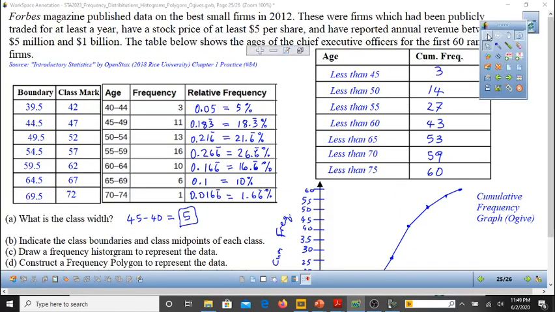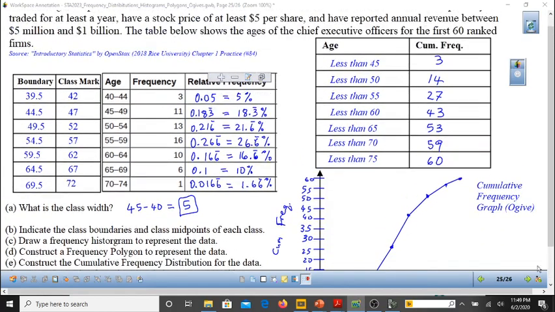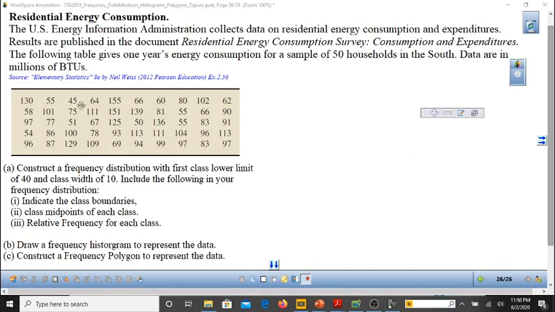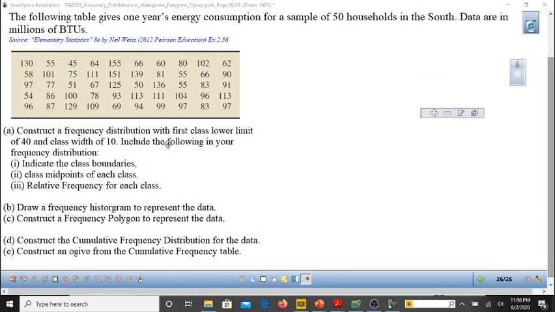Now, this has been somewhat of an extended study, but it's because I've been trying to go slowly enough for you to understand what's going on. I recommend that you review this information and try some questions as well. In fact, here's another question. This is taken from a book called Elementary Statistics by Neil Weiss, the 8th edition. You can try this one by constructing the frequency distribution following the details and answering the questions requested here.